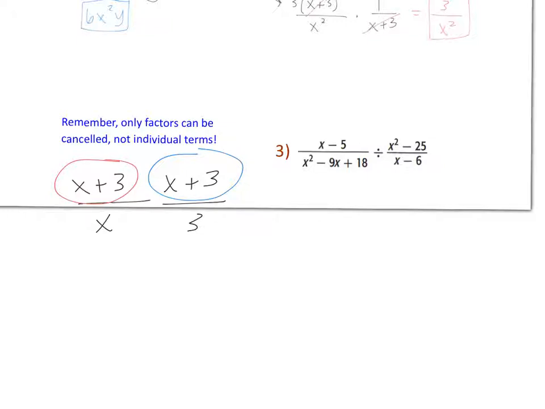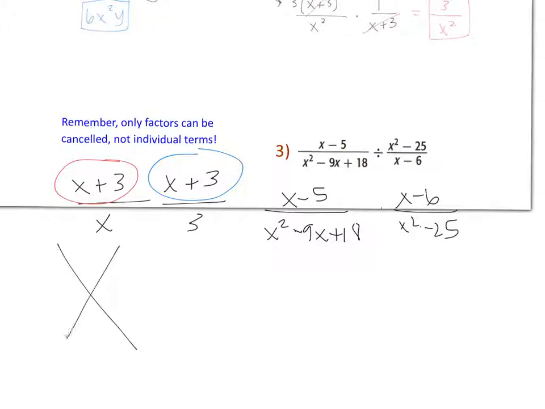All right, let's look at number 3 here. x minus 5 over x squared minus 9x plus 18 divided by x squared minus 25 over x minus 6. Now, first, let's make this simpler, and let's flip the second fraction and multiply. So x minus 5 over x squared minus 9x plus 18 times x minus 6 over x squared minus 25. And let's look at factoring here. So I need to figure out factors of 18 that added together give me negative 9, which is negative 6 and negative 3.